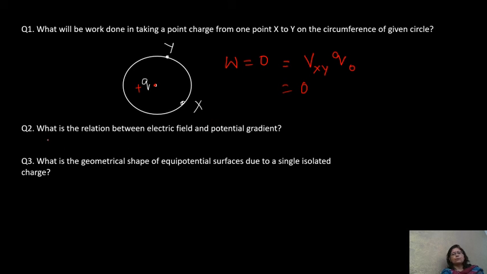Next, what is the relation between electric field and potential gradient? Obviously, electric field is equal to minus sign of potential gradient. Next, what is the geometrical shape of equipotential surfaces due to a single isolated charge? If it is a single isolated charge, then the geometrical shape will be spherical.